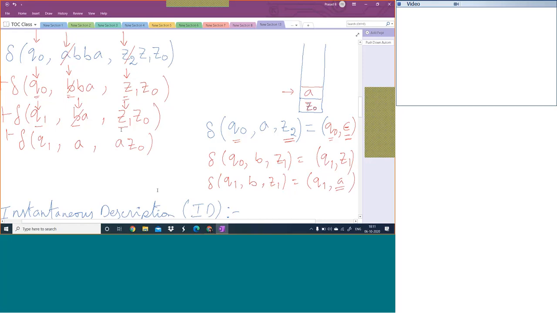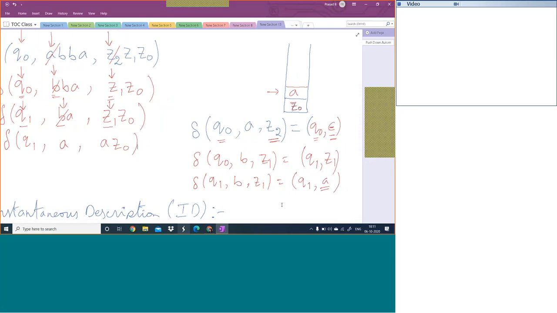Instead of this, if I write like this, what is the meaning of this one? Guys, please concentrate here. If I write like this, what does it mean? Look at this. Z1 is the topmost symbol here. Did I write the Z1? Yes, I wrote the Z1. But before that, I wrote A. It means after completion of this transaction, whatever the top symbol Z1, you just keep as it is, and before that, I wrote A. So you keep the Z1 as is, and on top of Z1, you push A. That's the meaning of this transaction.